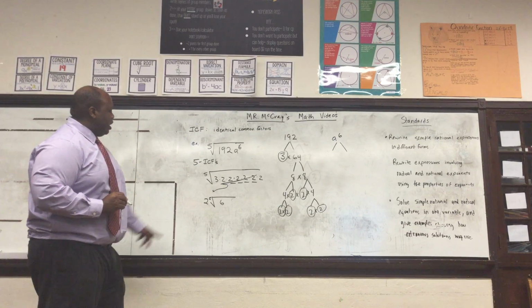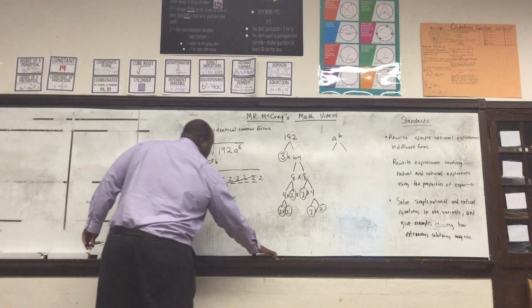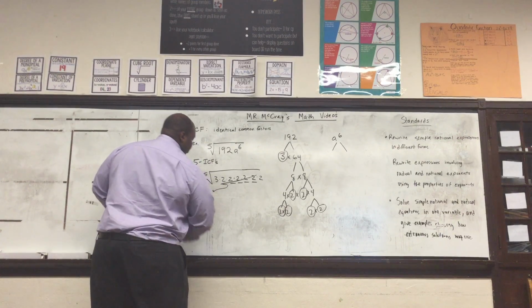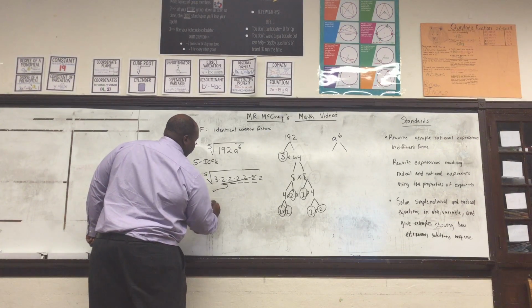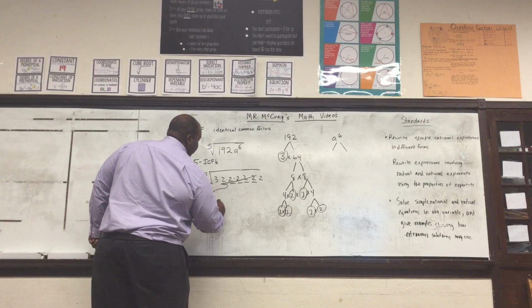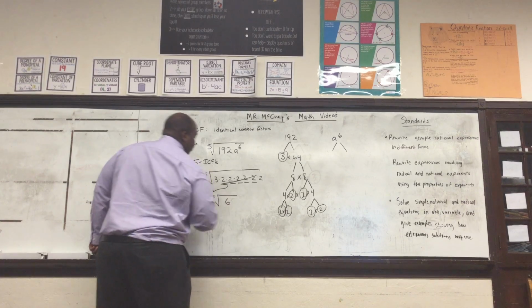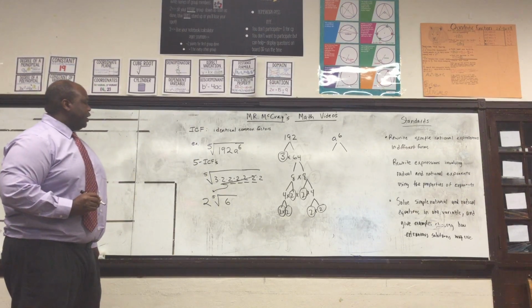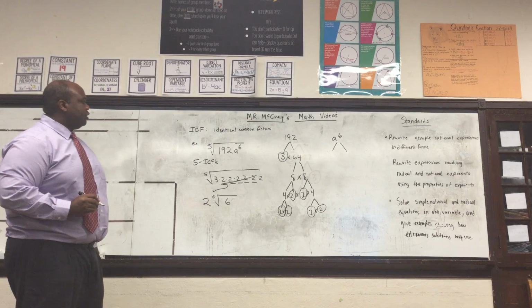Okay? So again, 2, let me rewrite this so we can see this a little better. Make sure we can get this. 2 to the 5th root of 6. All right? That's the first portion.